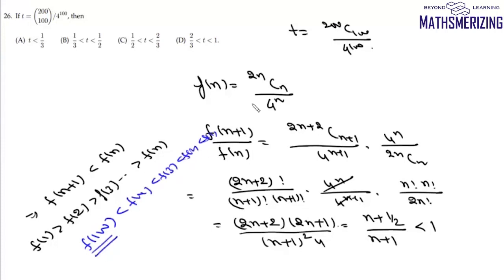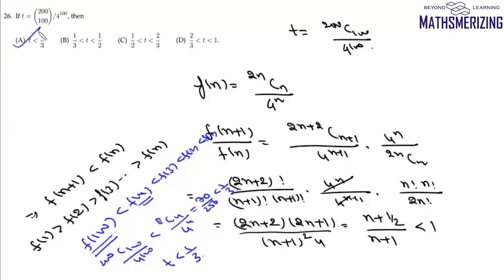Now what's f100? f100 is 200C100 upon 4 to the power 100, and it is less than f4. What's f4? f4 is 8C4 upon 4 to the power 4, which is 70 upon 256, which is less than 1 by 3. So from here we can say that this t is less than 1 by 3, and that's your option number A.